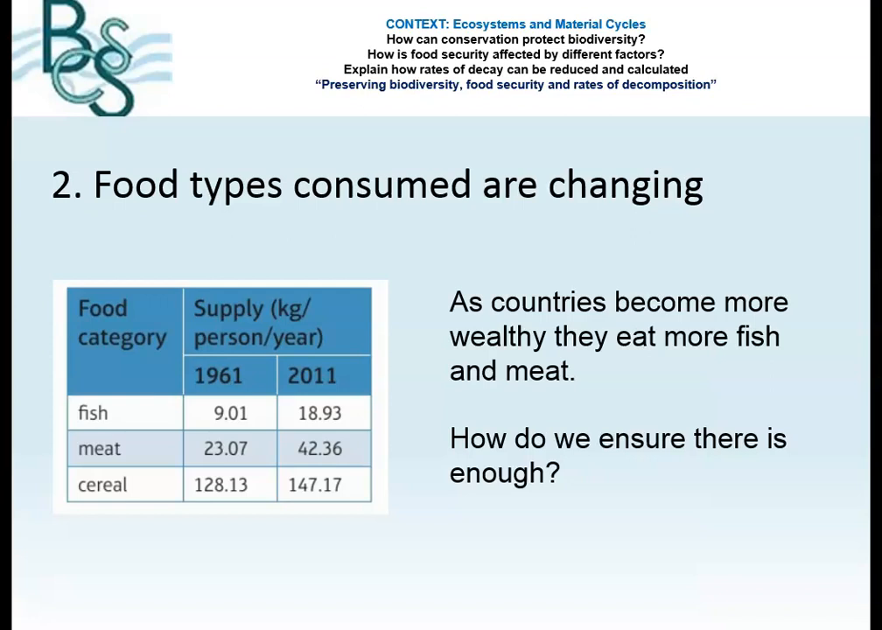Last lesson we talked about fish farming. That is one way that we can increase the amount of fish available for consumption. Some people feel that we ought to move to plant protein, for instance, as an alternative.